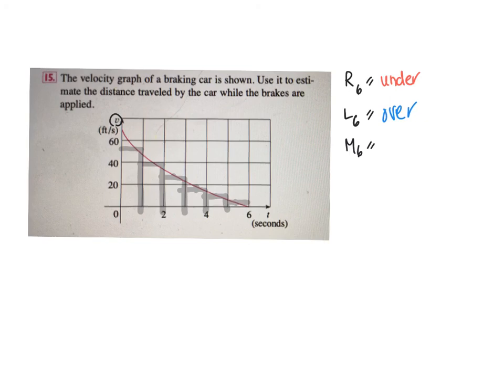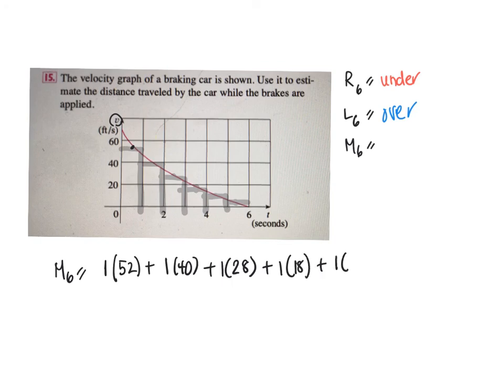And so I've just decided I'm going to use midpoint. And I know the width is always going to be 1. And so I'm going to use the midpoint 6. The width is 1, and this height is going to be, I don't know, like 52. Plus the width is 1, and the height looks like it's 40, plus the width is 1, and the height of that looks like maybe it's 28, plus the width is 1, and the height of that maybe looks like it's 18, plus the width is 1, and the height of that maybe looks like it's 10, and then the width is 1, and the height of that one right there, oh, I'm going to give it a 3. I don't know. And then I would add those up.